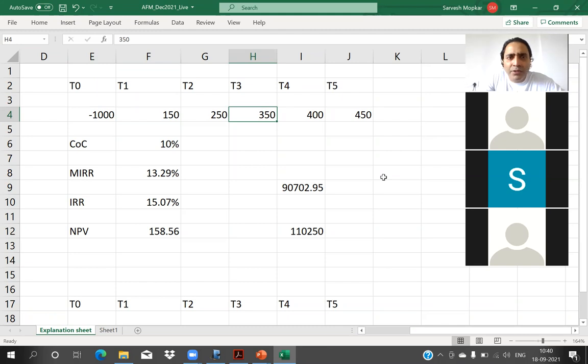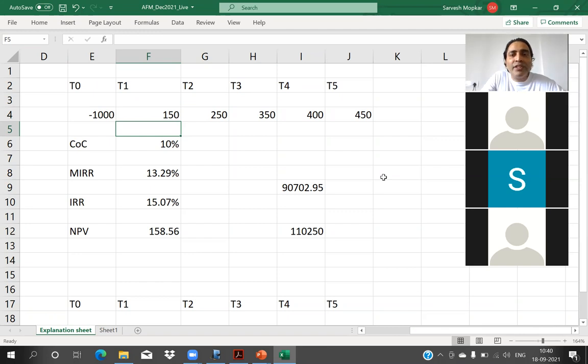So will you be okay with this? You will say no. Why are you giving 150, 250, 350? Why are you using current terms for these future cash flows? Please inflate it. Let us include inflation also. Otherwise, who will compensate me for the inflation?